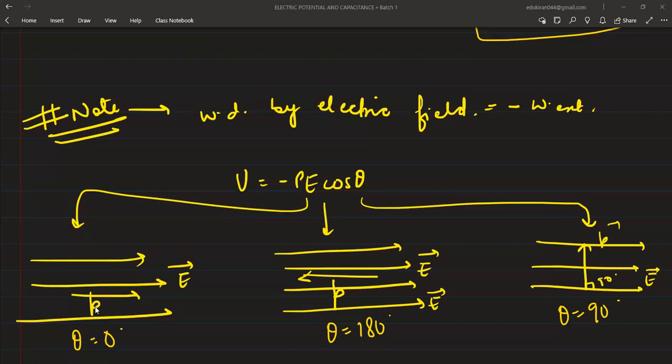One is when both are parallel, electric field and dipole both are parallel. So theta is 0 degree, which means the dipole is completely aligned to the electric field. P is in parallel alignment with the electric field. So theta is 0. Then we have when the dipole is aligned at 180 degree, and the last case at 90 degree.